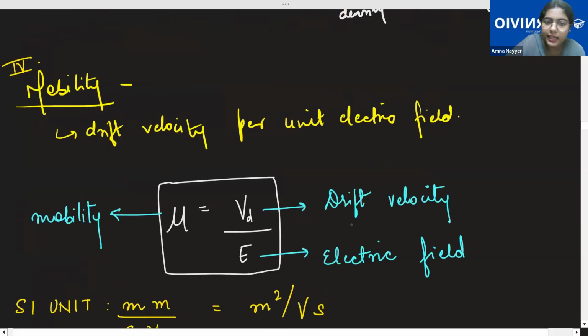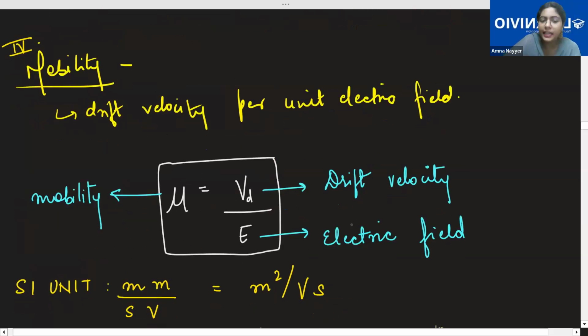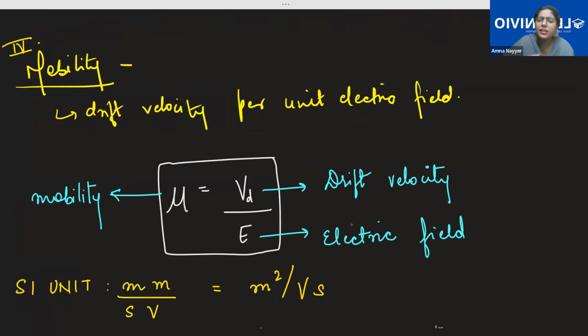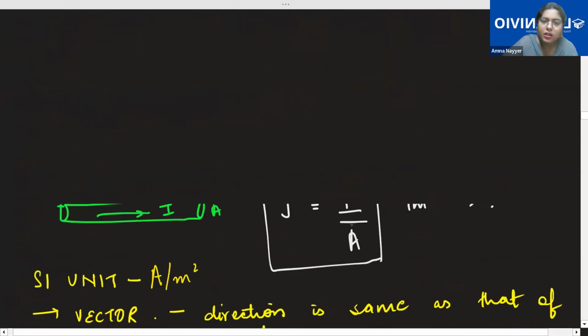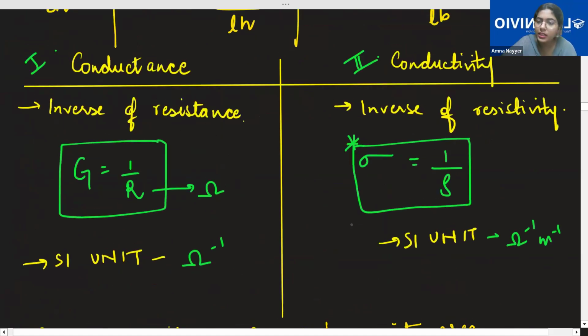Last is mobility. It's the drift velocity per unit electric field, that is, drift velocity divided by electric field. It's just a ratio and physically doesn't have any meaning. So these are four terms which you should know. Now do one thing: for this part, just take the screenshot. For the derivation, you write it by yourself because that is very important.